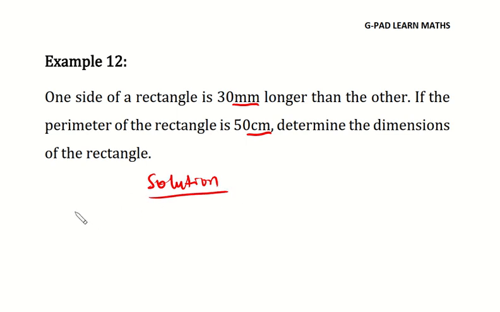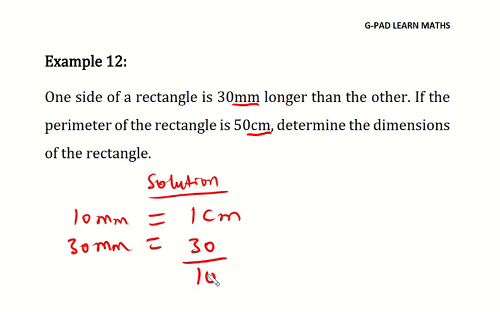Now, 10 millimeters is equal to 1 centimeter. Take note of that. 10 millimeter is equal to 1 centimeter. Now, what will now be 30 millimeters? What would this now convert to? This would be 30 divided by what? By 10, because 10 millimeter is equal to 1 centimeter. So if you're converting from 30 millimeter to centimeter, you have to divide by 10.